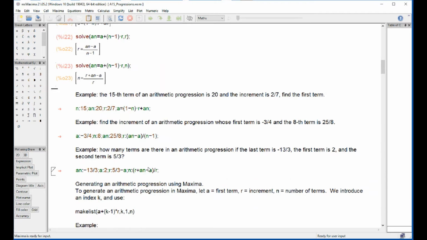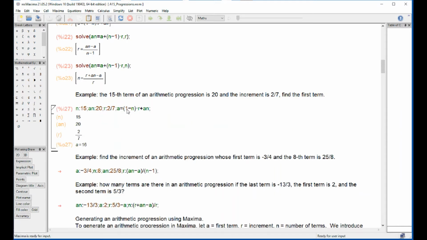For example, the 15th term in an arithmetic progression is 20, and the increment is 2/7. So with the 15th term 20 and increment 2/7, find the first term, which is equal to 16. Find the increment of an arithmetic progression. So the first term is minus 3/4.